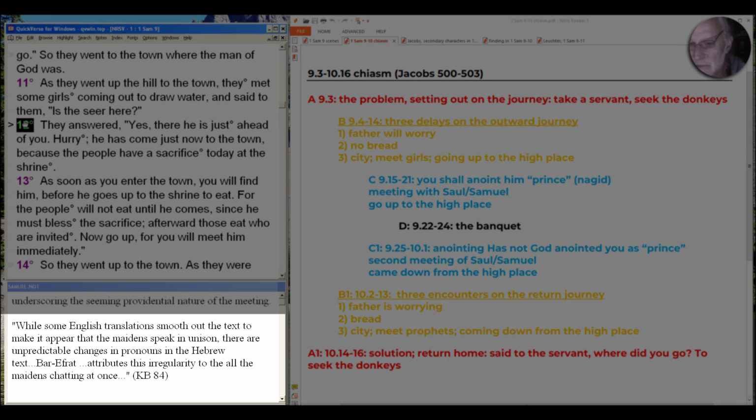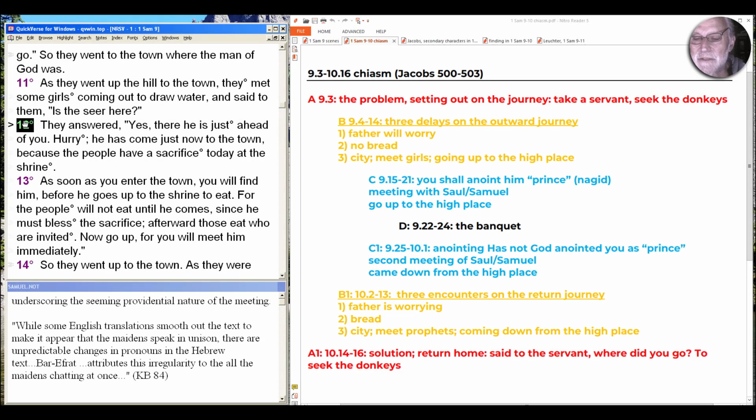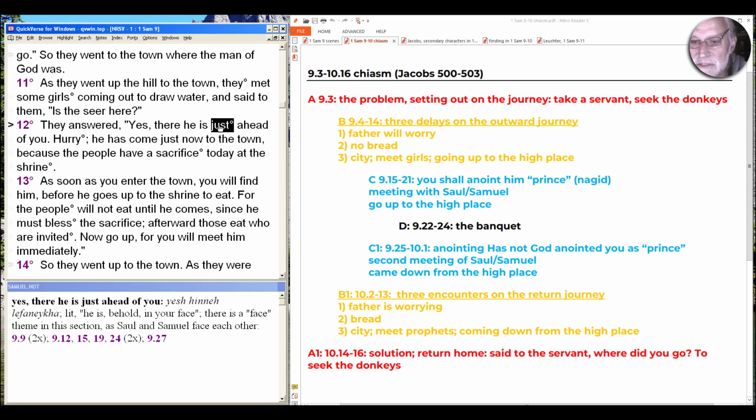As Bodner notes here down below, while some English translations smooth out the text to make it appear that the maidens speak in unison, there are unpredictable changes in pronouns in the Hebrew text. Bar Ephraim attributes this irregularity to all the maidens chatting at once. So we're not going to look at the details of Hebrew pronouns, but if you can picture the chatter of all these young girls talking at one time rather than answering in a single voice, that might get the feel of this. And so they answered, he's just ahead of you.